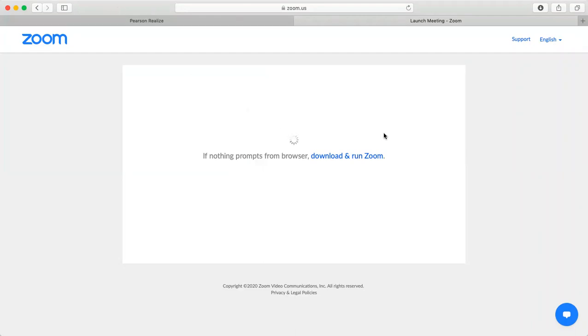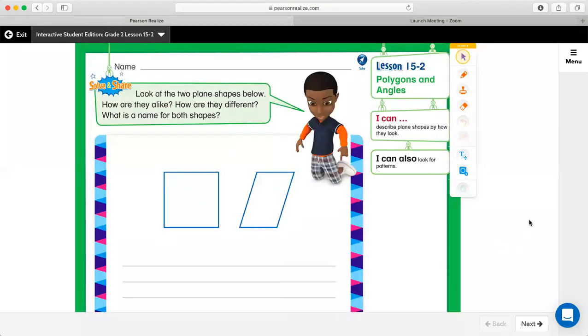Happy Monday, second graders. Today we are going to be working on topic 15, lesson 2, polygons and angles. And we're going to be focusing on the corners of shapes here where the angles are being formed. A polygon is a fancy third grade word for a shape that has 3 or more sides or 3 or more angles as well. So today we're just going to look at polygons and angles.